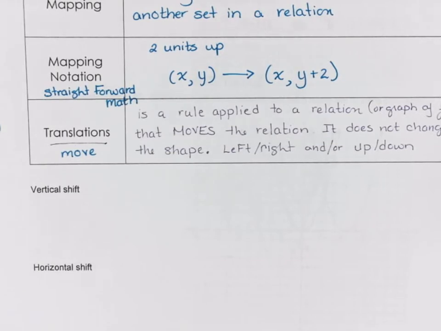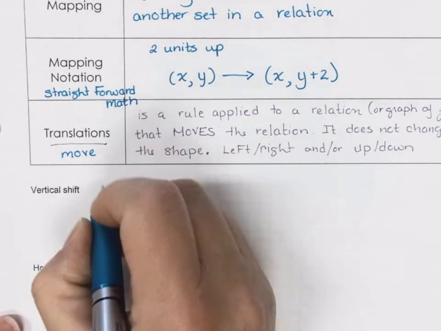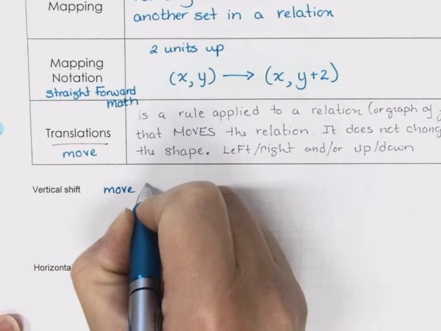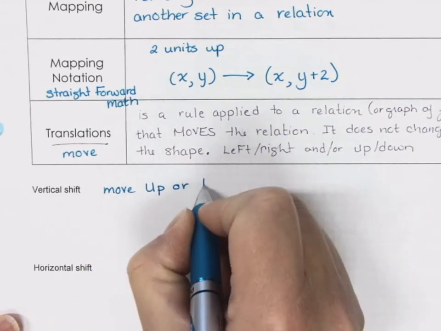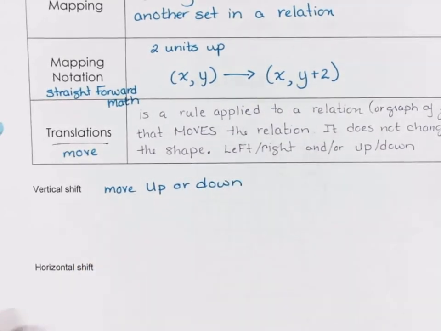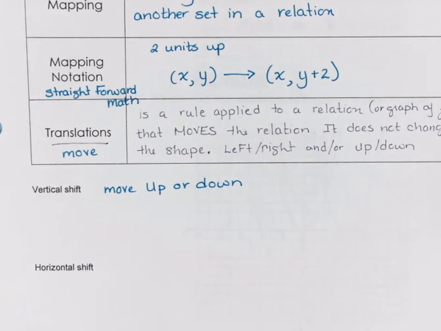Okay, good. So vertical is up, down, and we're shifting. So literally, it's a move. We're moving it up or down. Easy peasy. That's what we're going to do with a vertical shift. Now, we've done a mapping rule for a vertical shift already. Nice and straight and easy peasy.